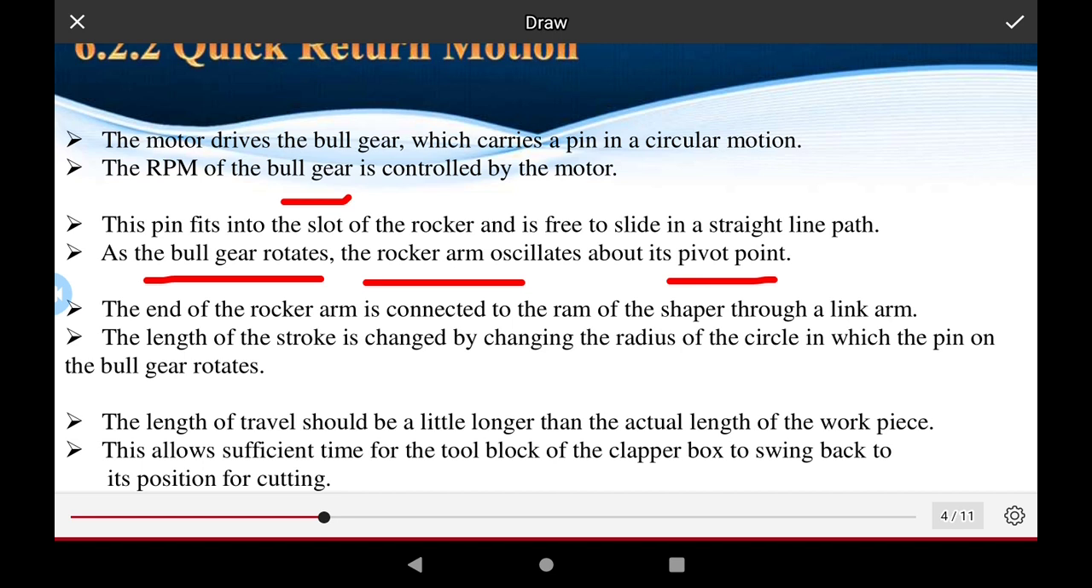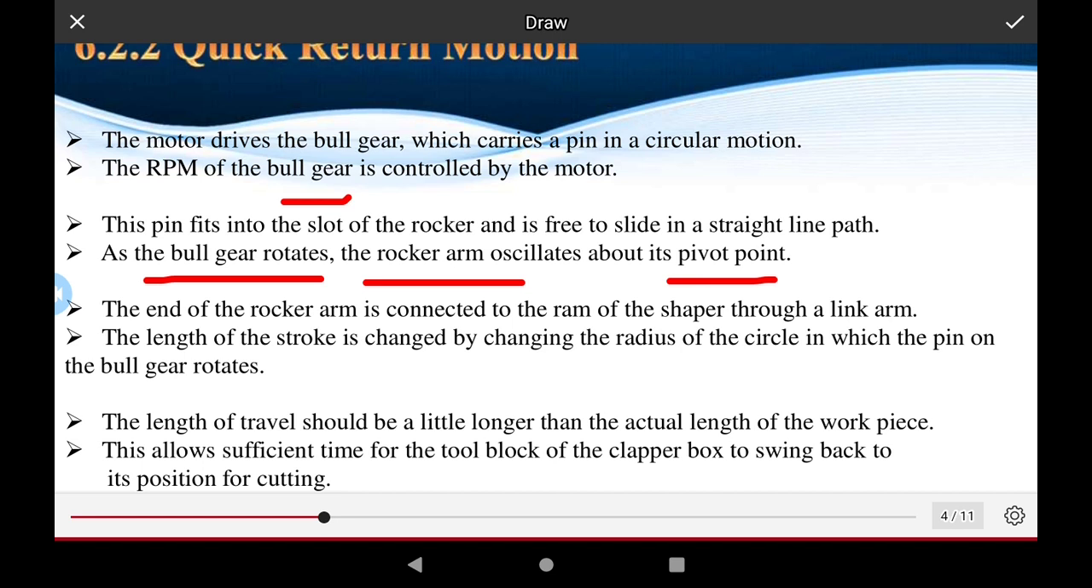As the bull gear rotates, the rocker arm oscillates about its pivot point. The end of the rocker arm is connected to the arm of the shaper through a link arm. The forward stroke is the large stroke that cuts the metal, and the power transmitted is required for this forward motion of the tool.